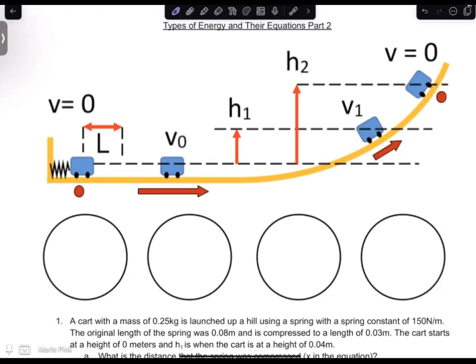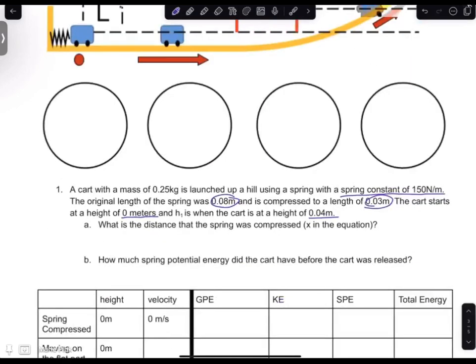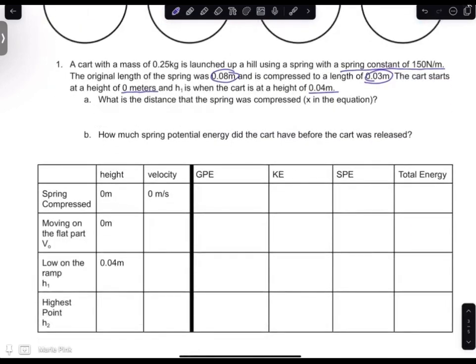All right, so for this problem, it says a cart with a mass of 0.25 kilograms is launched up a hill using a spring with a spring constant of 150 newtons per meter. The original length of the spring was 0.08 meters and is compressed to a length of 0.03 meters. The cart starts at a height of 0 meters, and H1 is when the cart is at a height of 0.04 meters.